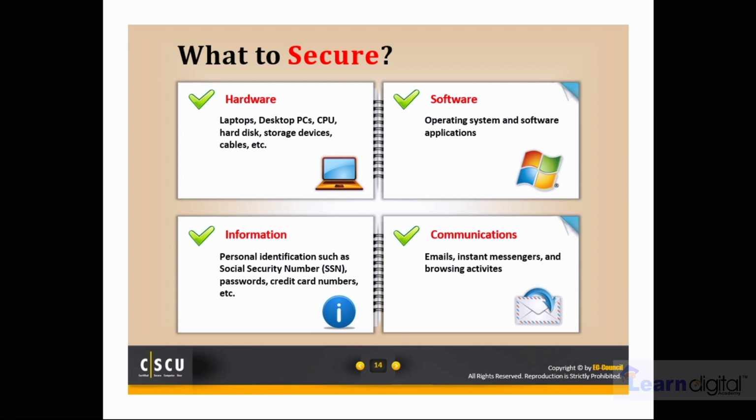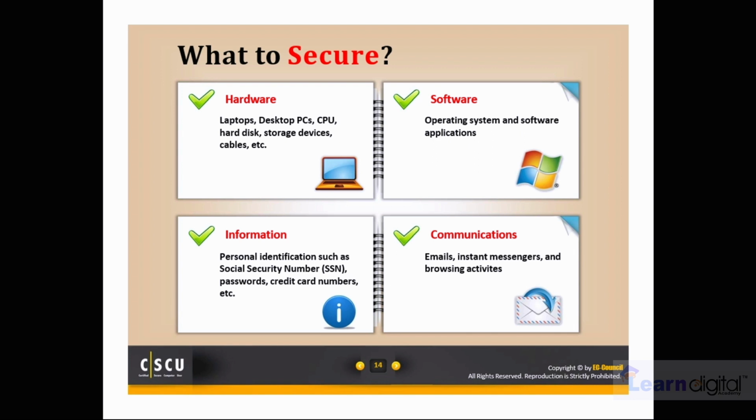So what is there to secure? There are four important points. Hardware: you need to keep your hardware secure, like laptops, desktops, PCs, CPU, hard disk, storage devices, cables, pen drives, flash drives, or similar devices. If you are away from those devices, please make sure that you are keeping a lock, or keeping encryption on those devices.